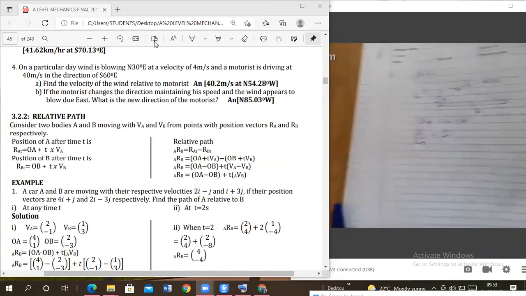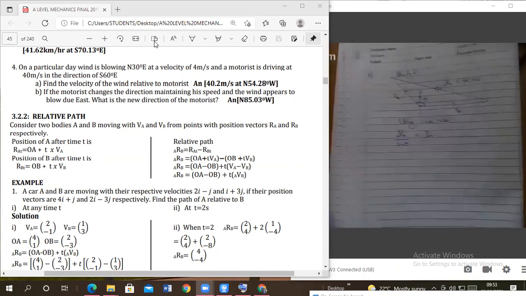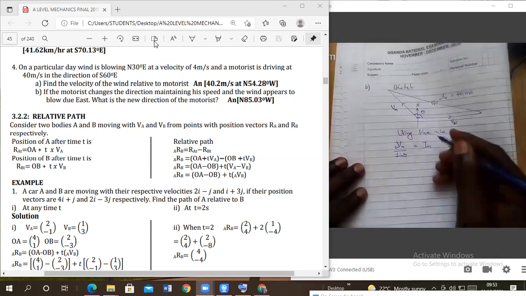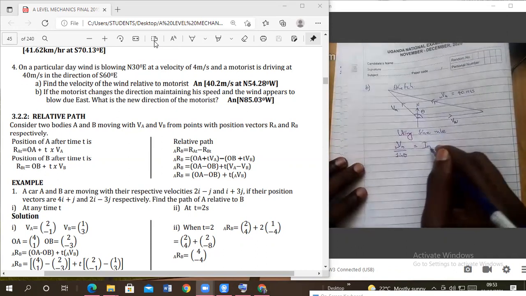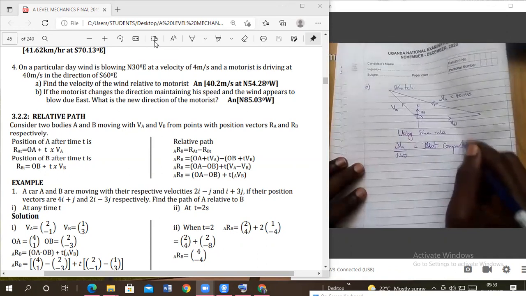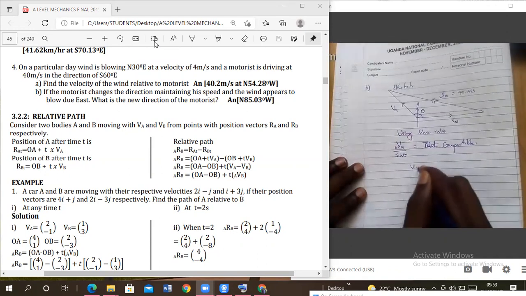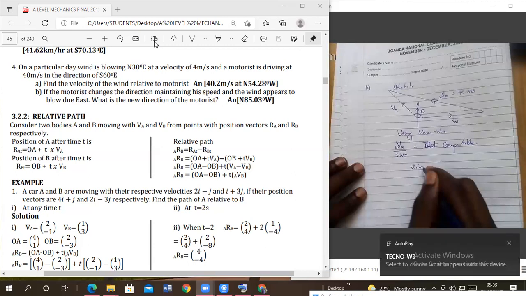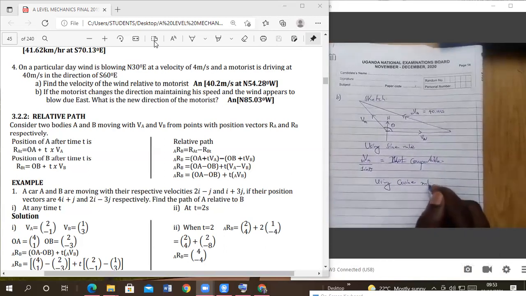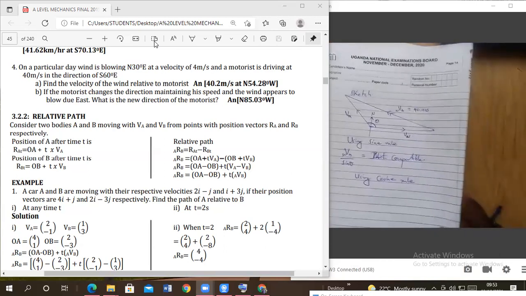Apply cosine rule and see what you will get. So this one is not compatible. This one is not compatible, please. So let's use the cosine rule.